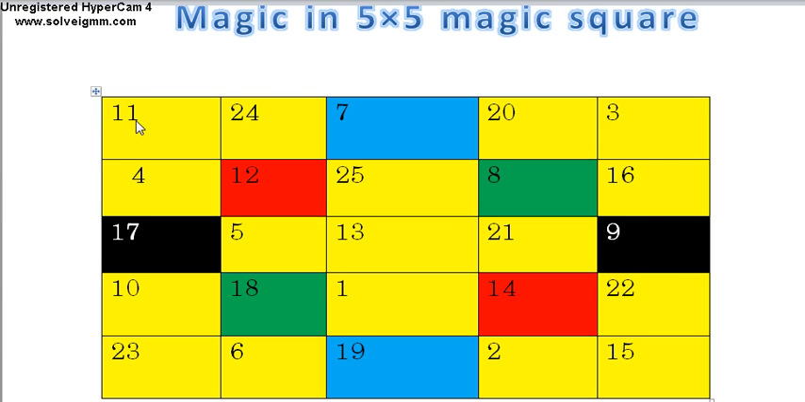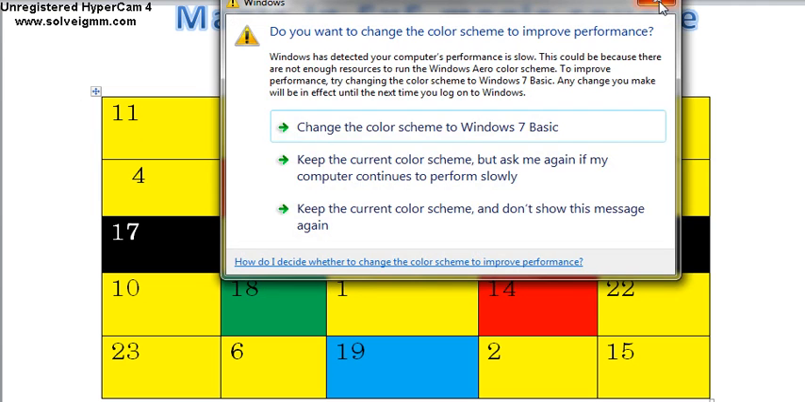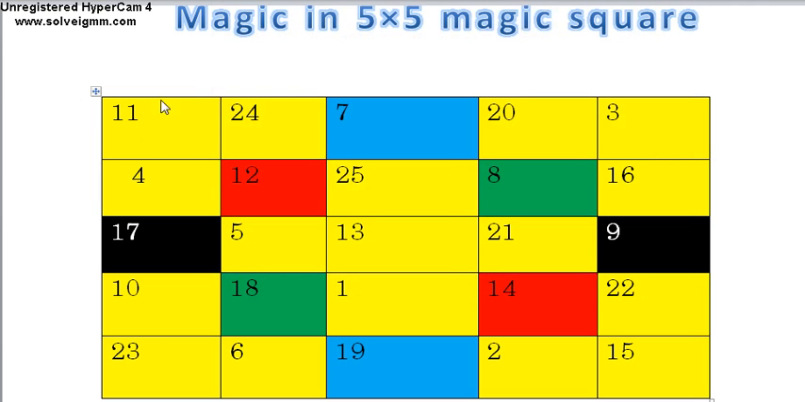And also, first row first column cell is 11 and fifth row fifth column cell is 15. The sum of these two cells is 11 plus 15, 26. And first column fifth row cell 23 and first row fifth column cell 3. The sum of these cells is 26.